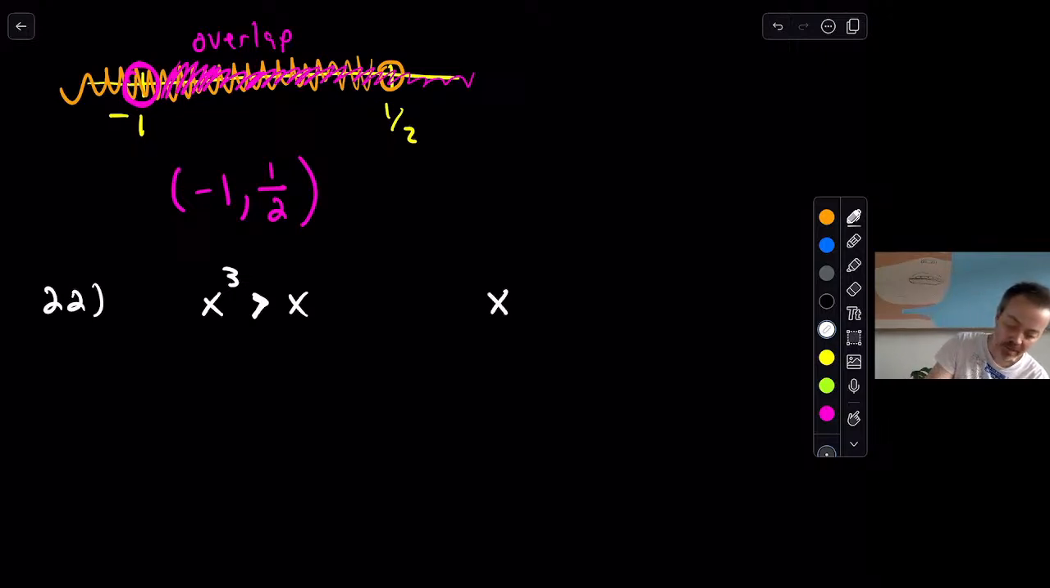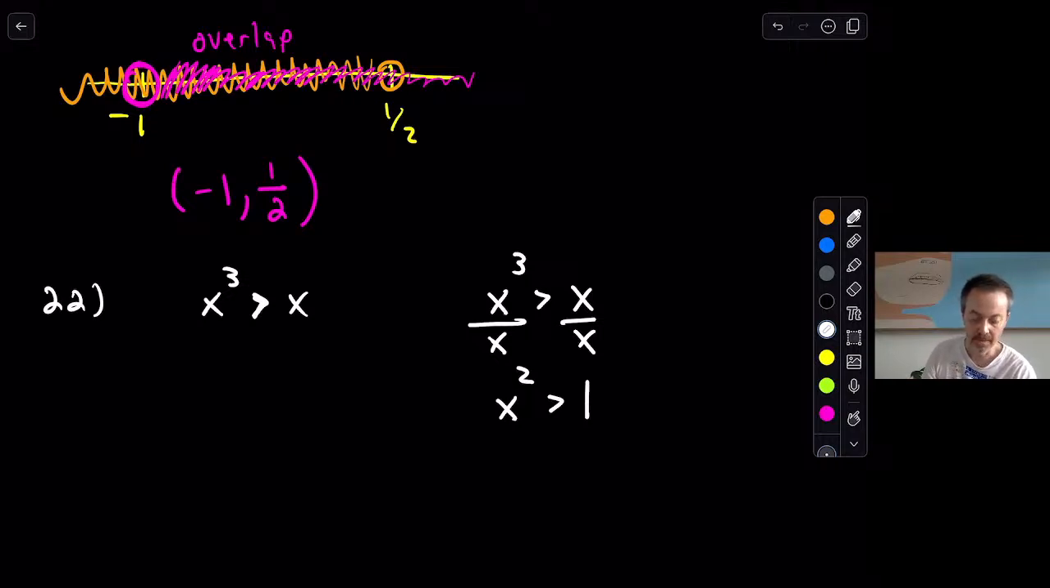What about, well, how about before that, what if we divide both sides by x? So x to the third divided by x, that's x squared on the left. And x divided by x on the right, that's 1. Because that's easier, right? To me, x squared greater than 1 looks better than x to the third greater than x. Does that work? Is that legal?